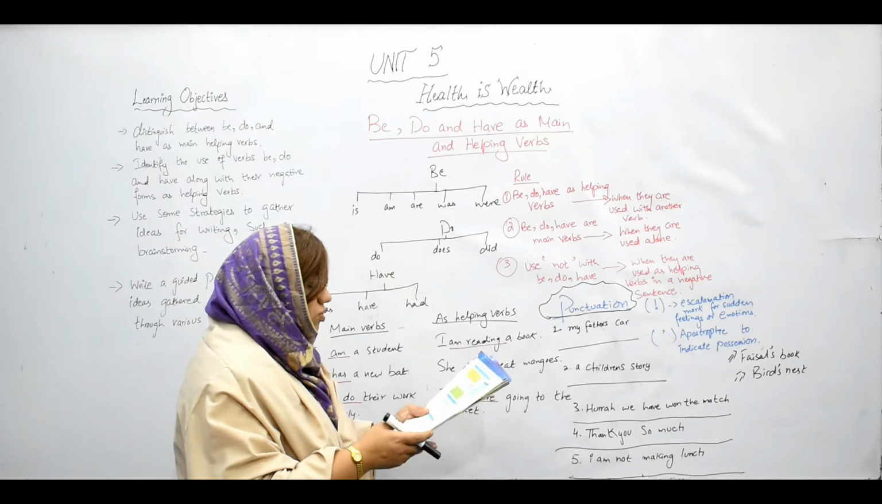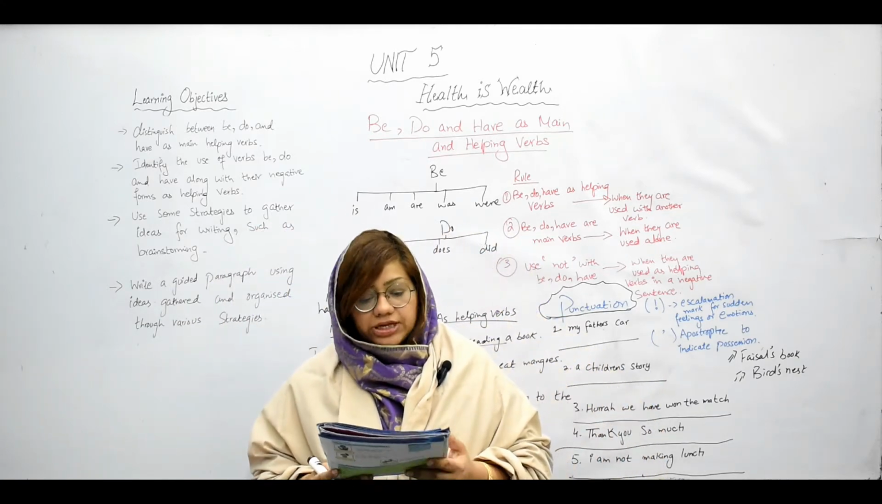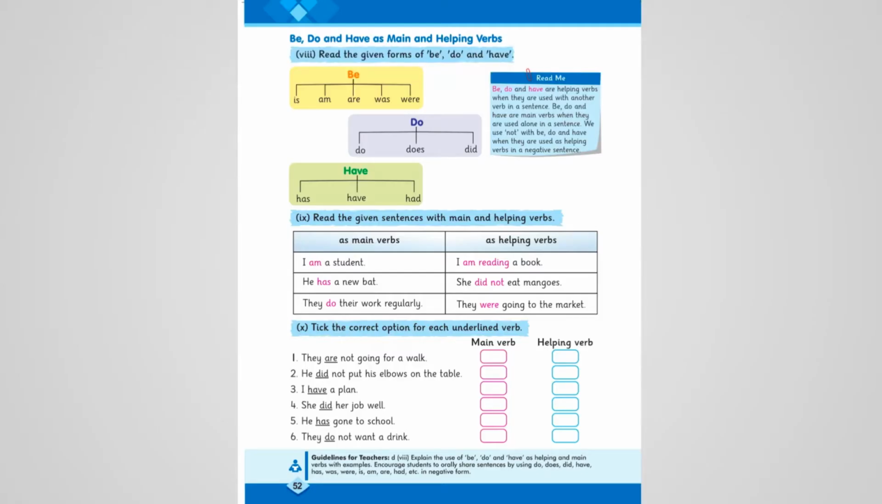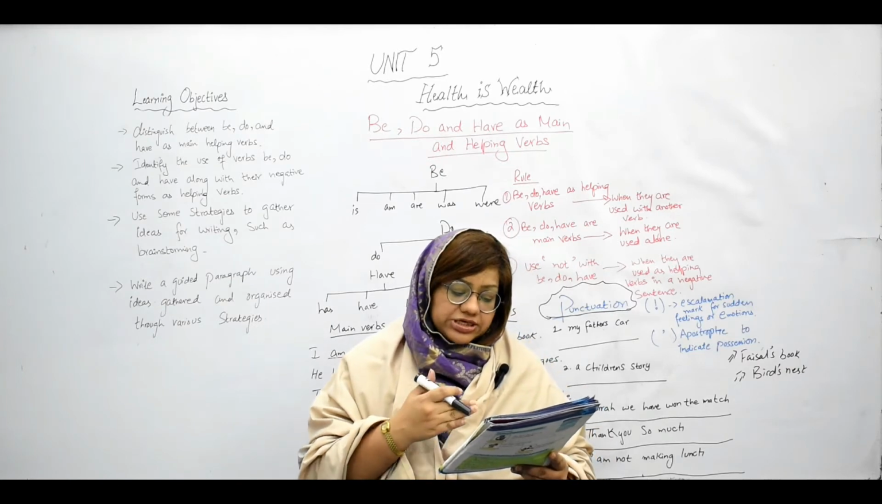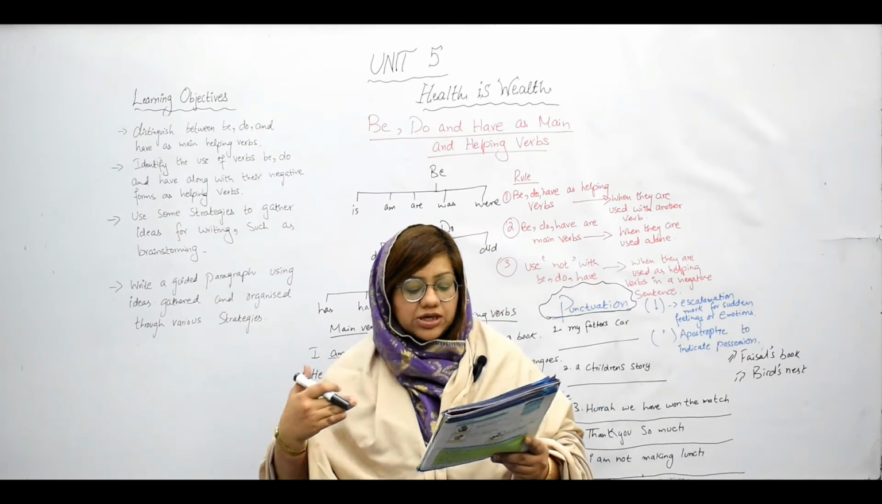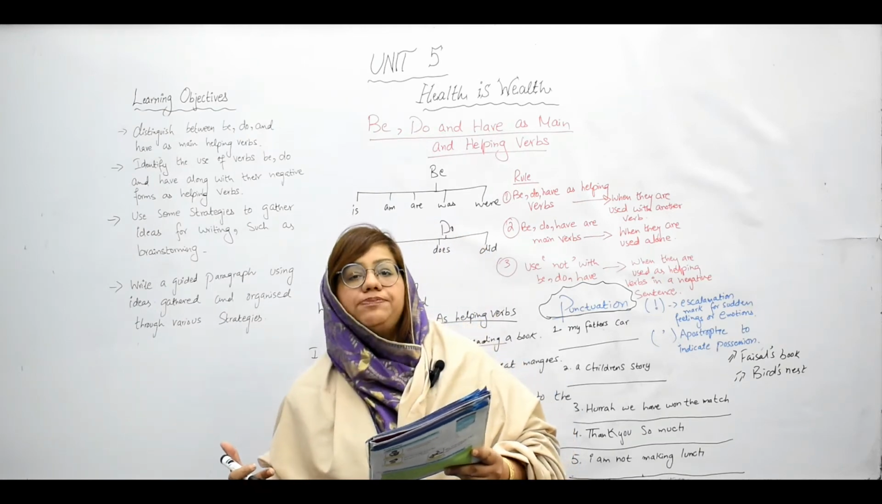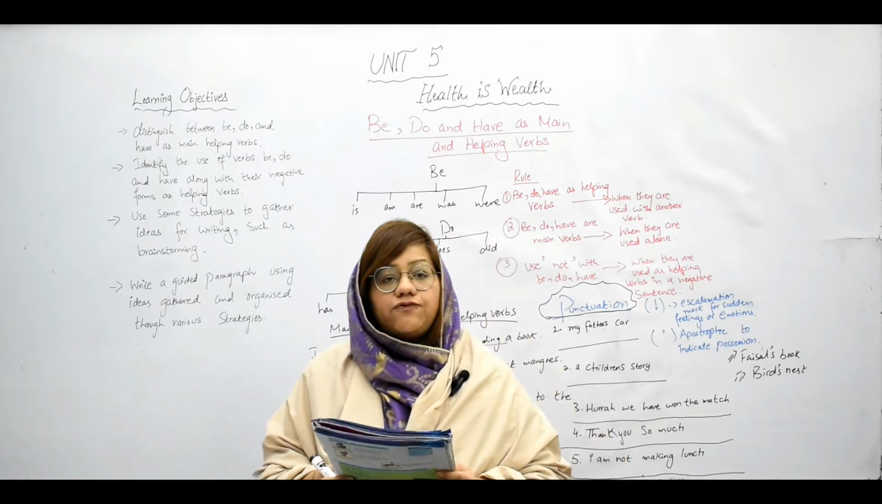Now, what you all need to do, let's solve this exercise that is already given in your textbook, page number 52. Take the correct option for each underlined verb. Now you need to mark whether the verb is acting as a main verb or a helping verb. Now let's start. They are not going for a walk.